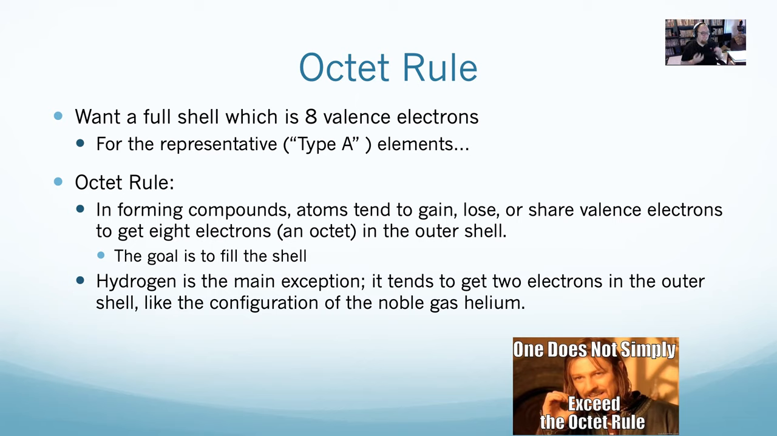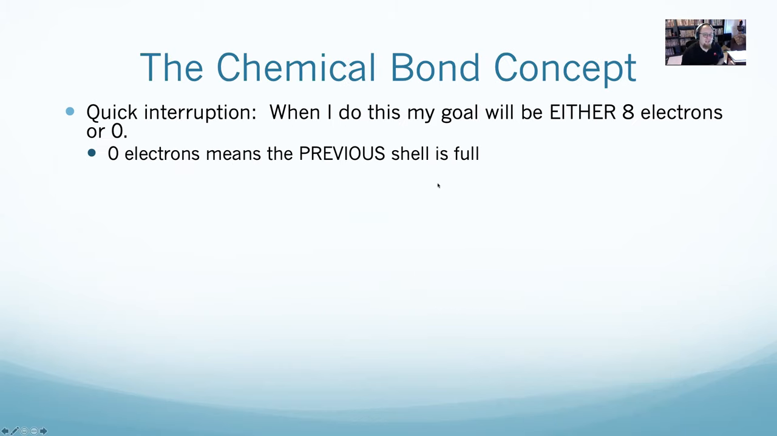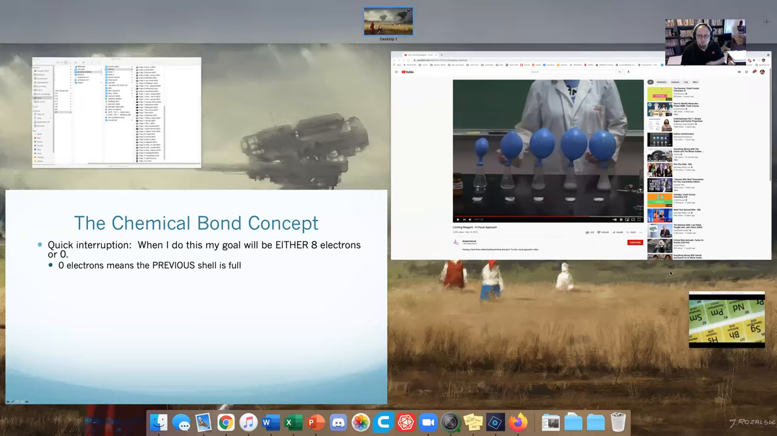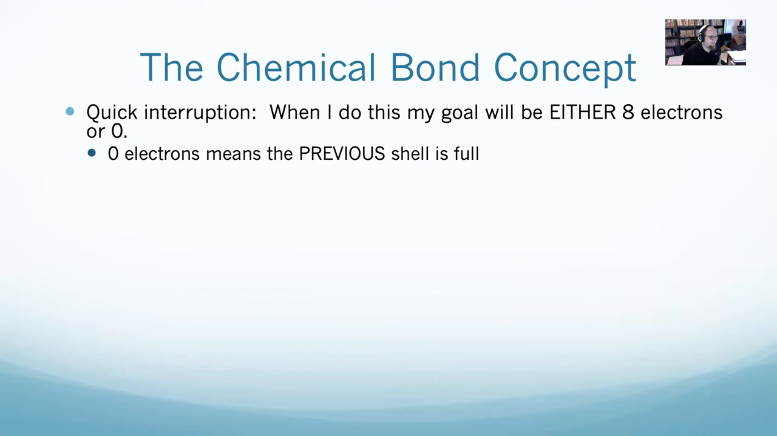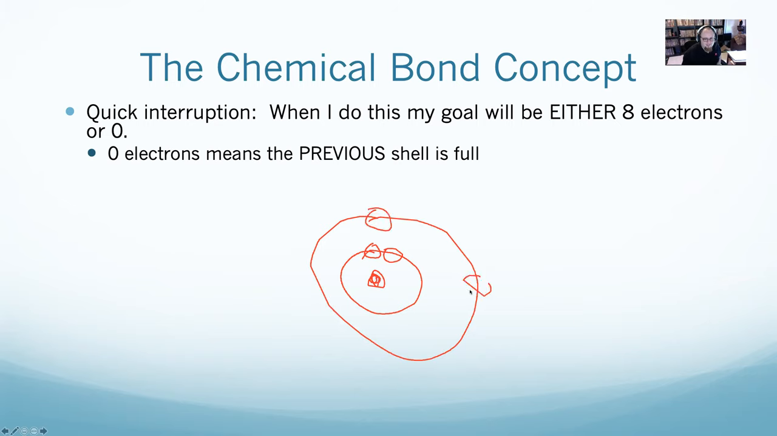Now, it's actually a tiny bit more complicated than that, because it's not necessarily 8 that is important. It's a full shell. So lithium right here, which only starts with 1 valence electron, has a total of 3 electrons, it doesn't necessarily need to go to 8. Really, what we can say is everyone wants to either go to 8 or 0. The reason for this, the reason that it's really 8 or 0, you know what, actually I'll draw it on here, is let's say we have an atom, there's my nucleus, and it has 2 electrons in the first energy level, and 3 electrons in the next energy level.